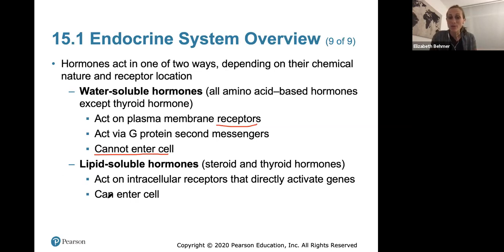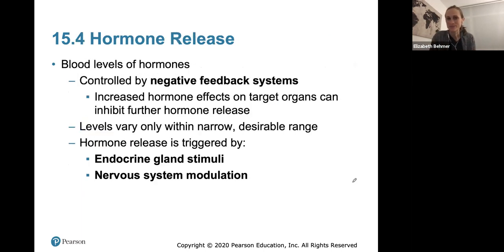Lipid soluble hormones can enter the cell because they're made of lipids. The plasma membrane is made of lipids, so they can get through the plasma membrane and enter the cell. So they will act on intracellular receptors on the inside. And most of these receptors, if a lipid soluble hormone gets to the inside of the cell, it's usually getting to the nucleus. So these ones will help activate genes and protein transcription and translation to create proteins.